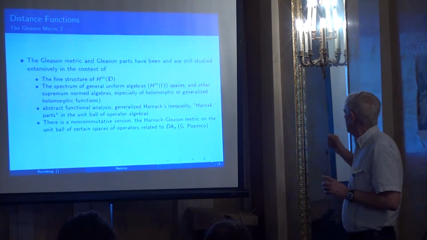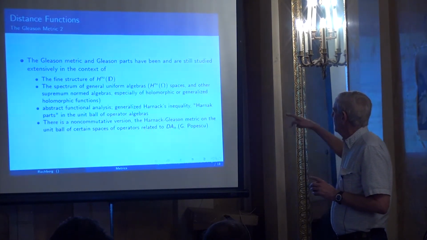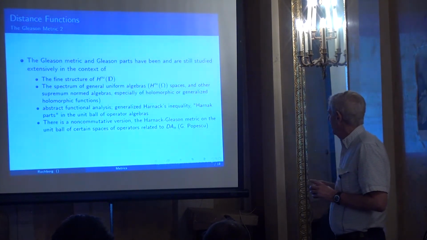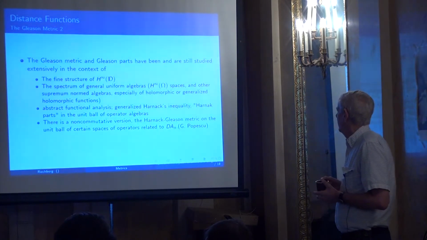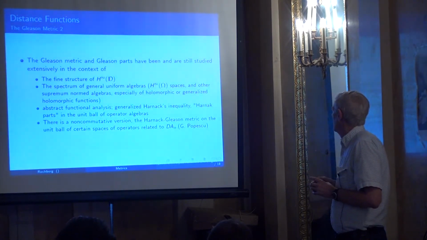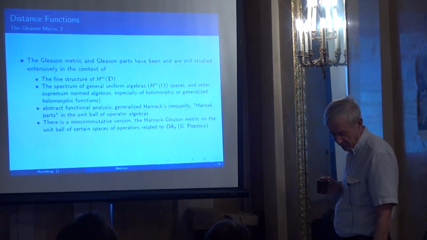and they, in certain special cases, reduce back to the Gleason metric. And I think my point here is there's a general functional analytic framework in which this type of metric shows up naturally. It also has a non-commutative analog for people who look at non-commutative function theory in the ball. And Popescu has been looking at this for some time, and he's got papers on what he calls the Harnack-Gleason metric on these non-commutative balls.